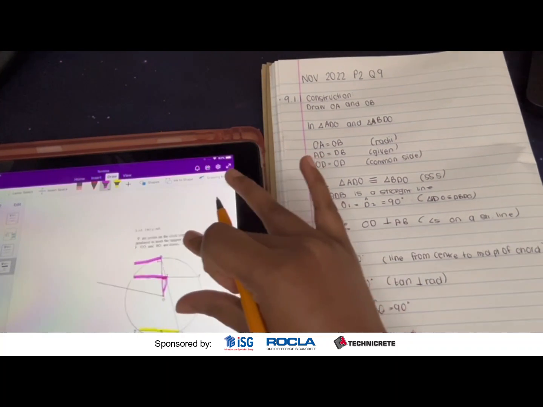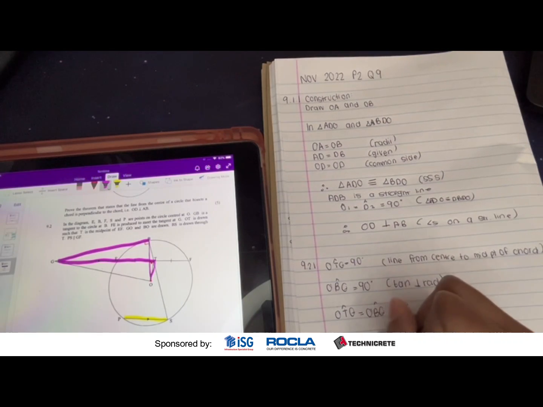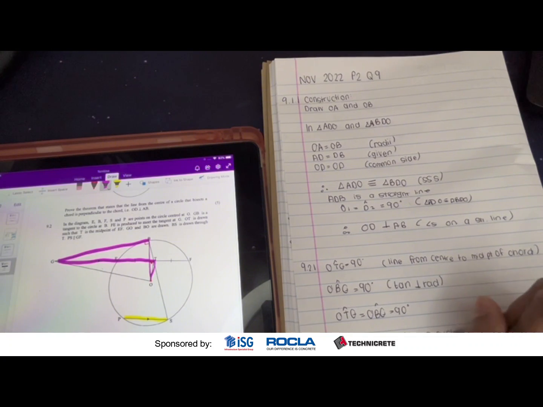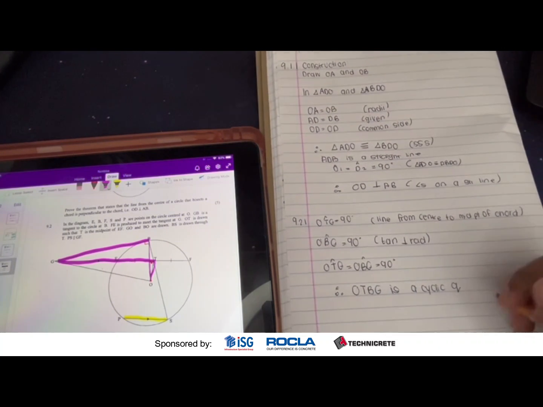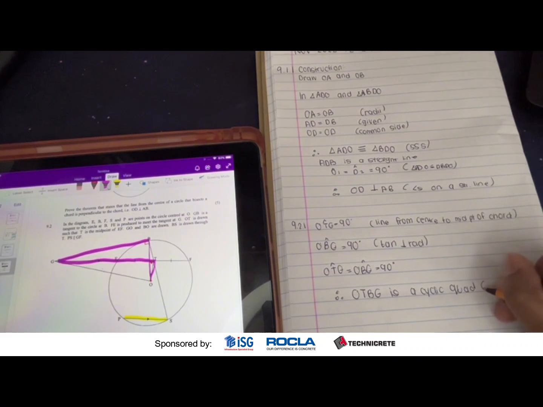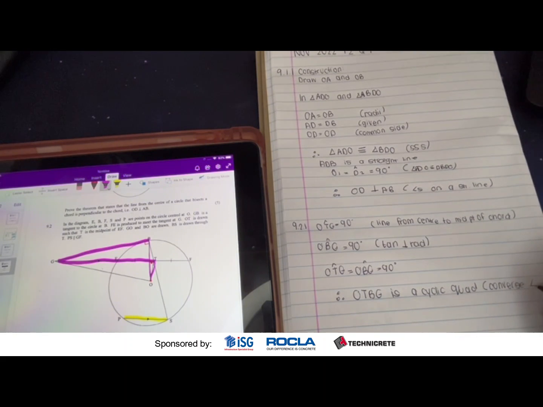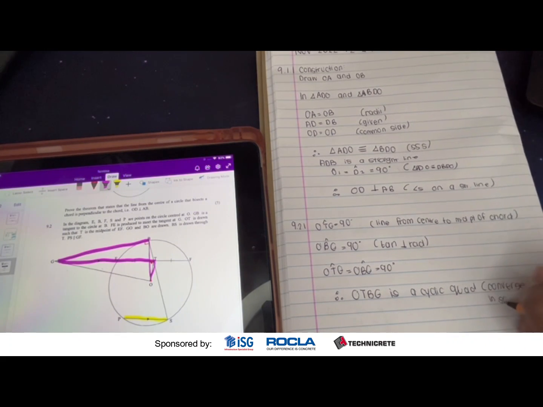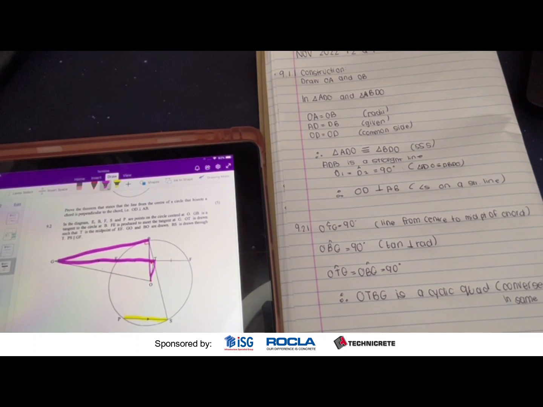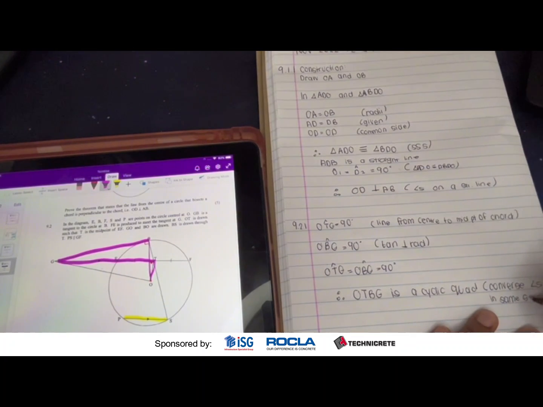Therefore, the question said OTBJ is a cyclic quad, and the reason that it is a cyclic quad is because we can say converse angles in the same segment, because we're proving backwards. Normally we get given a cyclic quad and we have to show that there's angles in the same segment, but here we're showing that there's angles in the same segment, therefore this has to be a cyclic quad.